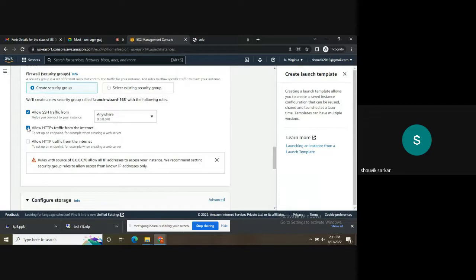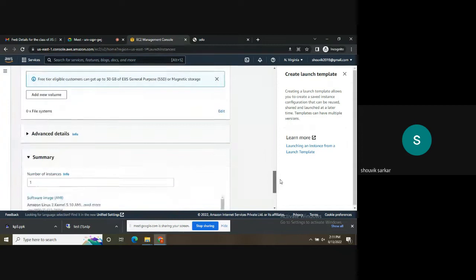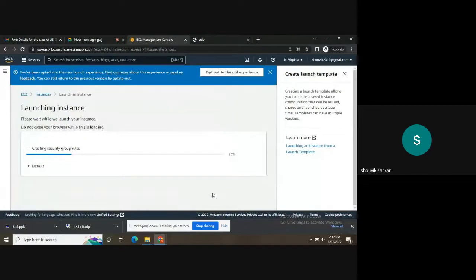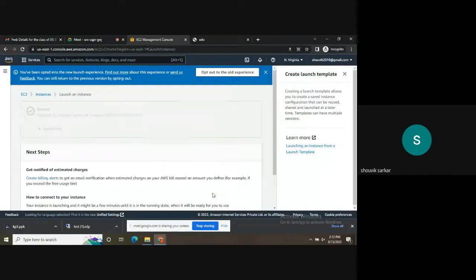I automatically select this HTTP so that in future we are able to go with this Linux server. After that, we just click on launch instance. So till now, everything is the same.